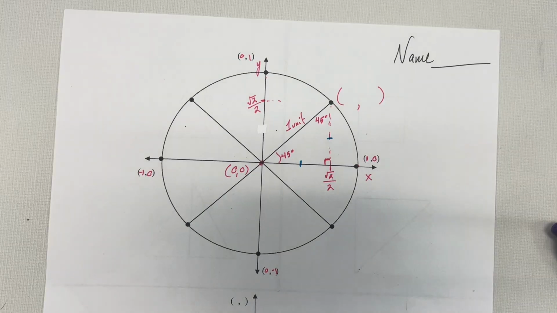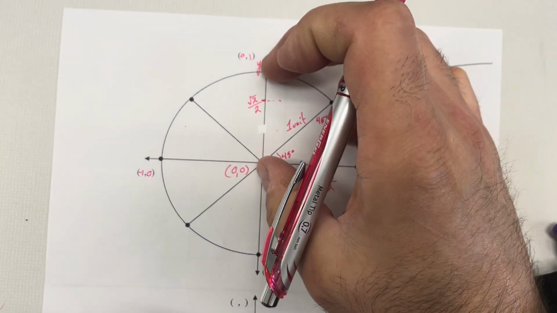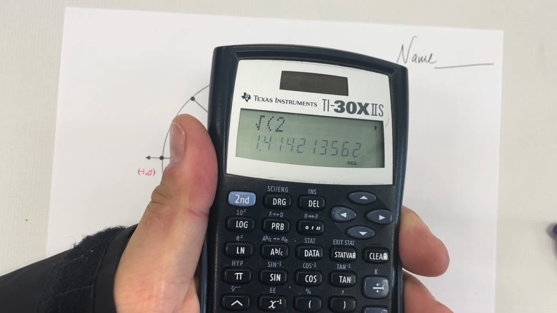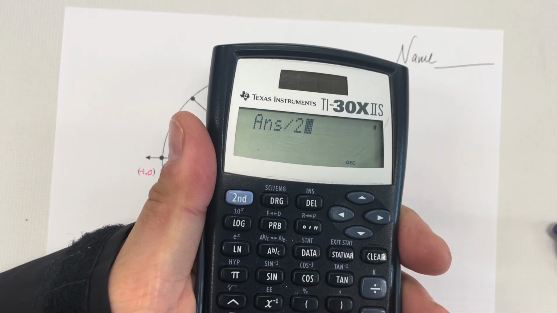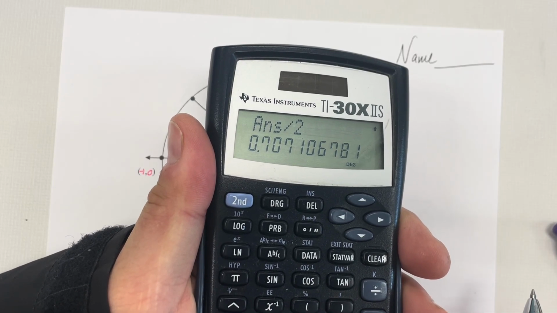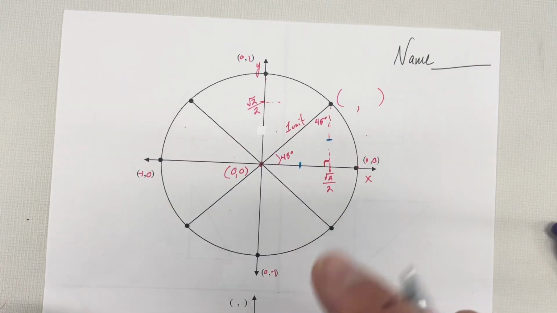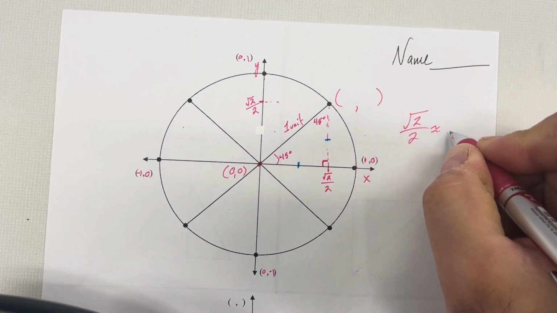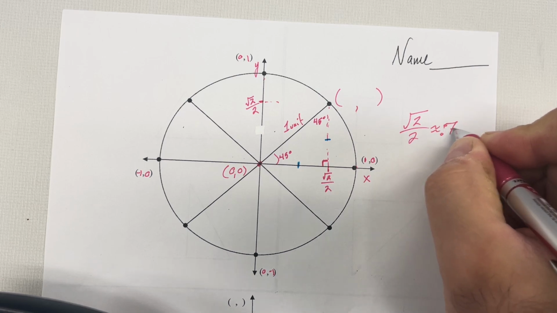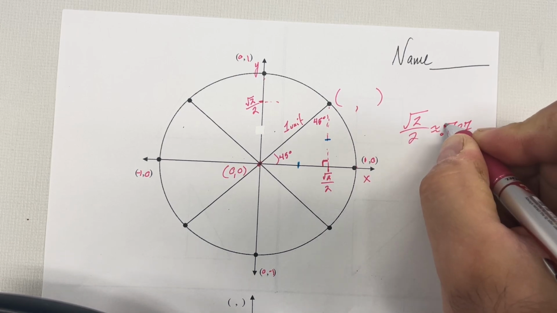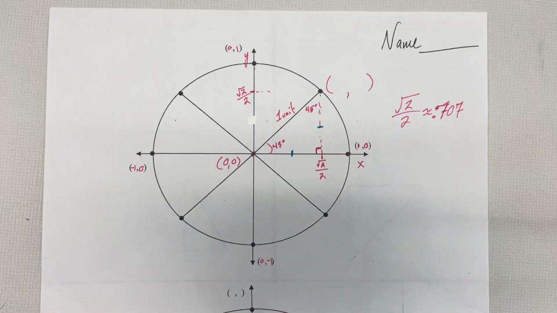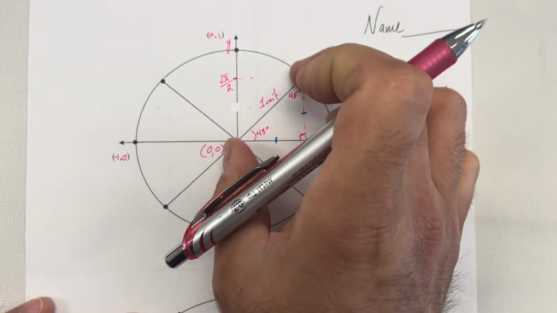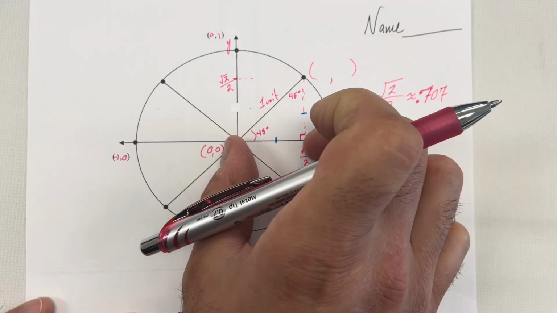How much is that? Remember, this is 1 whole unit. Well, the square root of 2 is 1.414, and if we divide that by 2, we get 0.707. You don't need to remember that. The square root of 2 divided by 2 is about 0.707. Here's the thing: you should know that it's going to be less than 1 whole.